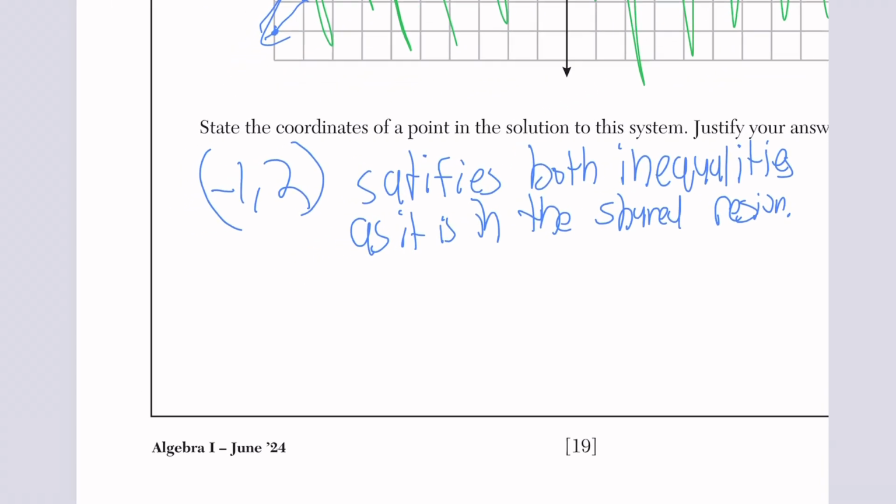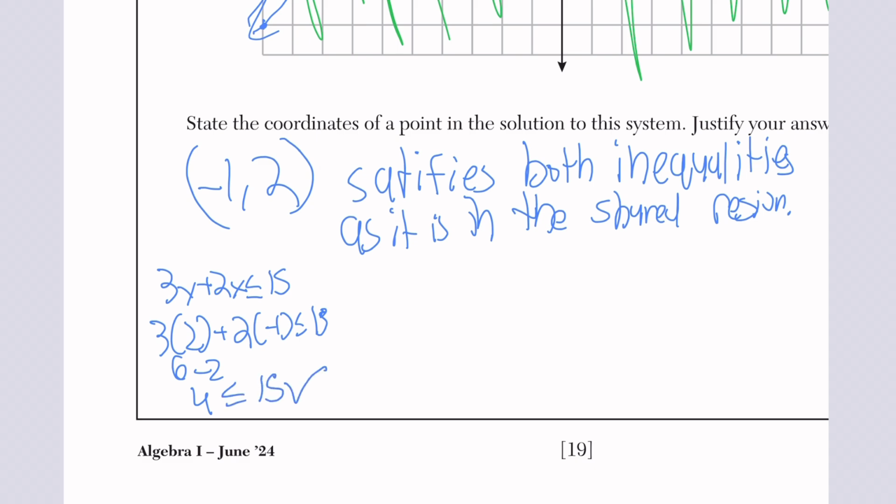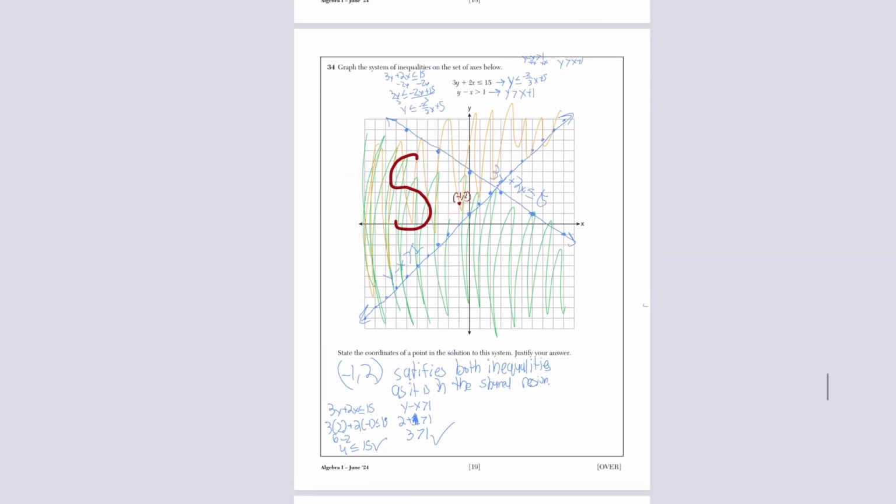You can also check your work by plugging it in. So the first one, 3y plus 2x less than or equal to 15. y is 2 and x is negative 1. If you plug that in, you get 6 minus 2, which is equal to 4. 4 is less than 15, so that checks off. Then the next one is y minus x is greater than 1. 2 minus negative 1 is greater than 1. 2 plus 1 is 3, which is greater than 1, so that checks off. And that is all you need for this question.